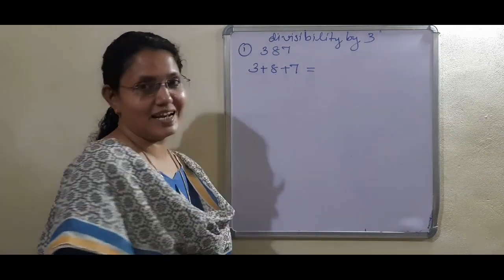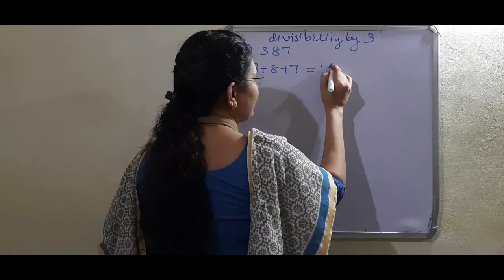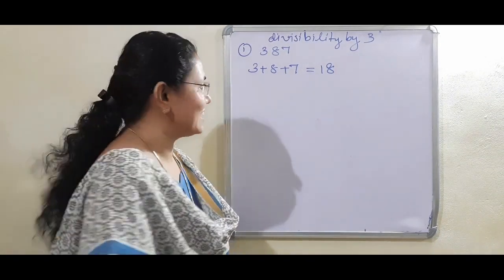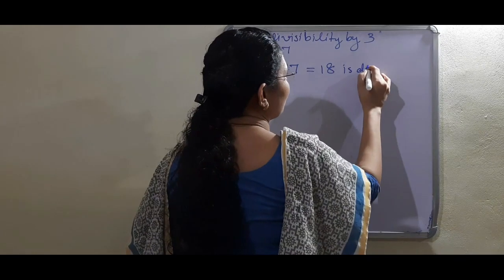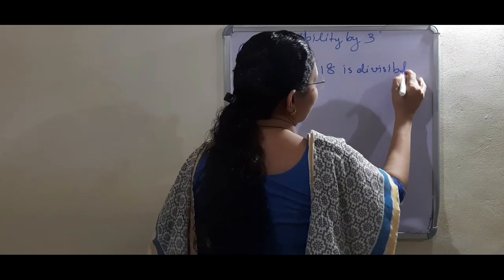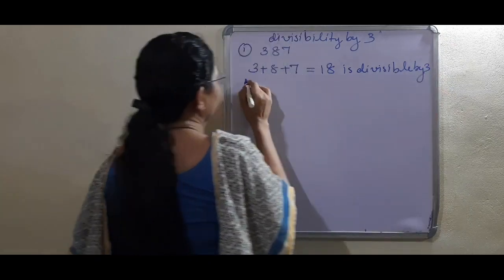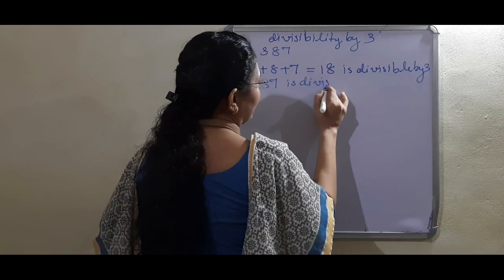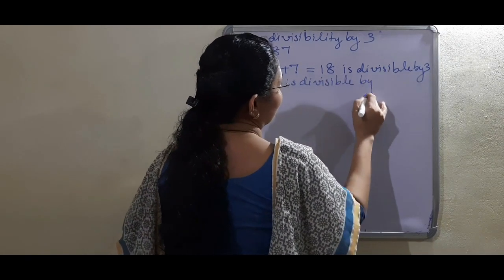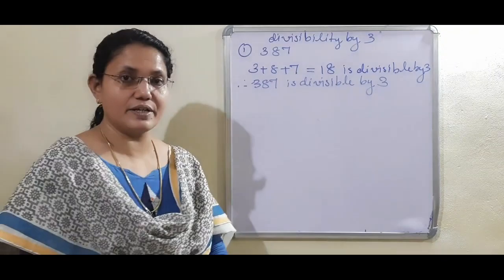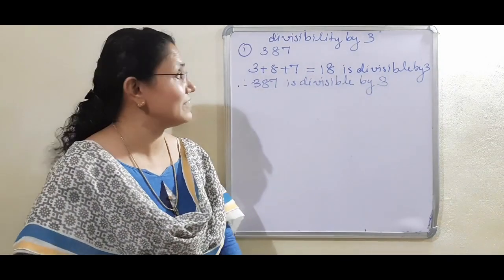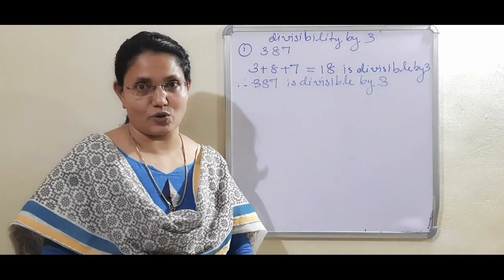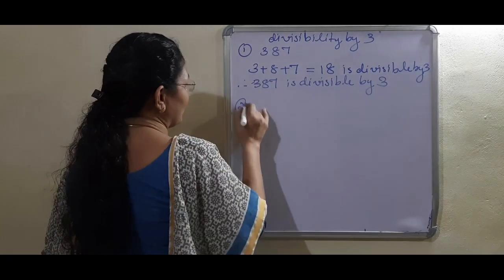What is 3 plus 8? 11. 11 plus 7 is 18. 18 is a multiple of 3. Therefore, it is divisible by 3. 18 is divisible by 3. Therefore, 387 is divisible by 3. Means without dividing, we can understand; we can divide 387 by 3 completely, means the remainder is 0. Okay, now another question to you.